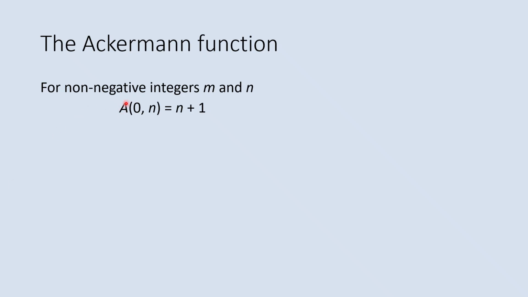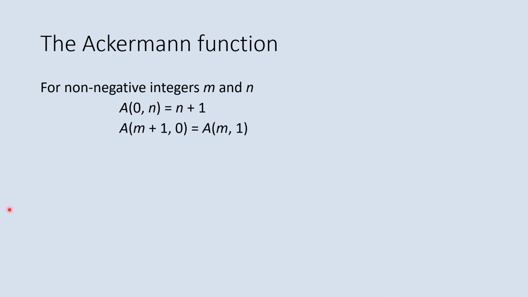We have this function, we're calling it A. The inputs are m and n. If m is 0 and n is whatever it is, then the output is just n plus 1. So that's an easy, straightforward calculation. We just look at the second entry and add 1 to whatever it is, and that's the output from the function. This is a base case scenario.